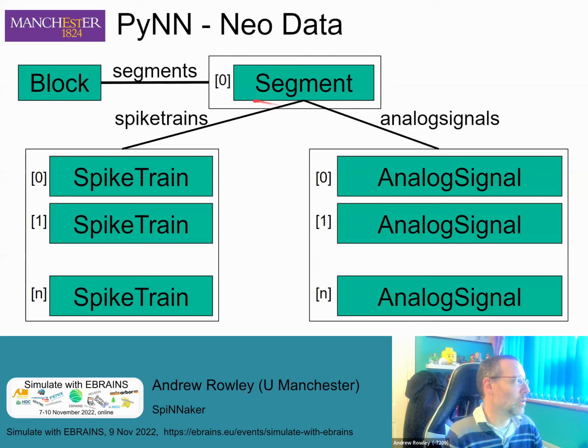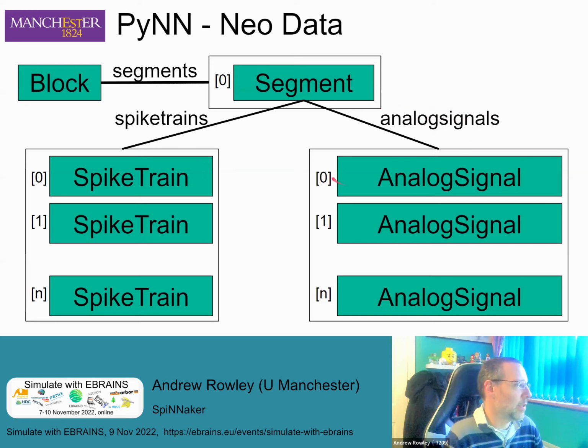But if you've just run one, you will get a set of segments, of which there's a zeroth segment, which you then have to look at. Inside that segment, there are spike trains and analog signals, amongst other things potentially, but these are the main ones that we use. So your spikes will end up in a spike train per neuron.